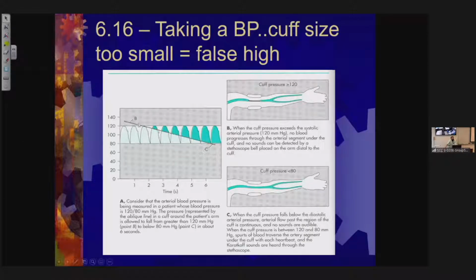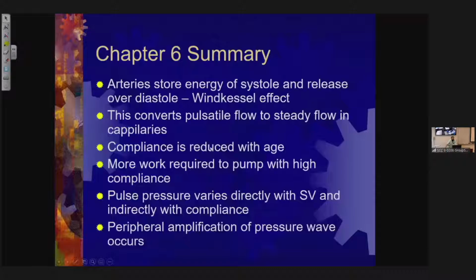We got off subject a little bit, but that's Korotkov sounds, systolic, diastolic. That's a little trickier. So really with chapter 6, arteries store energy in systole and release it in diastole. It's a double pump. That's called the Windkessel effect. It converts pulsatile to steady flow, and we need that down in the capillaries. As you get older, your compliance is reduced. It's harder to pump through stiff pipes.